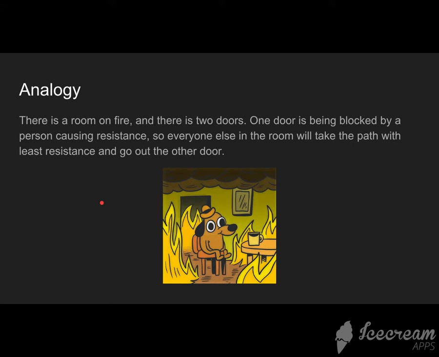In a real-world analogy, there's a room on fire and there are two doors. One door is being blocked by a person causing resistance, so everyone else in the room will take the path with least resistance and go out the other door.